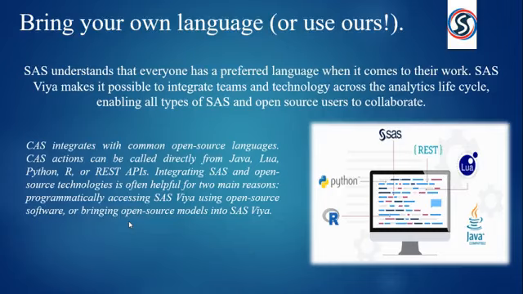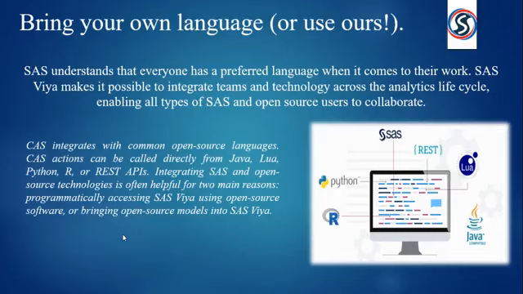So what is happening? Our Cloud Analytic Services will integrate with common open source languages. So that is CAS, which I had spoken about earlier. This CAS server will integrate with common open source languages. So the CAS action can be called directly from Java, Lua, Python, R, or REST APIs. Why use SAS with other open source? You might get that kind of question when we are talking about this.